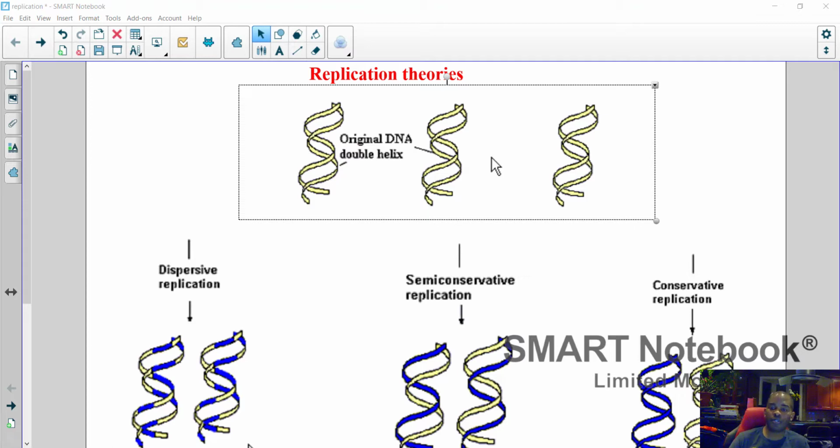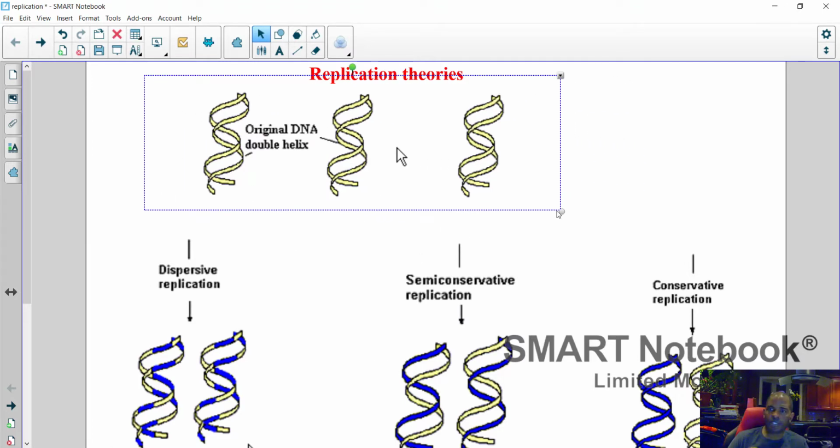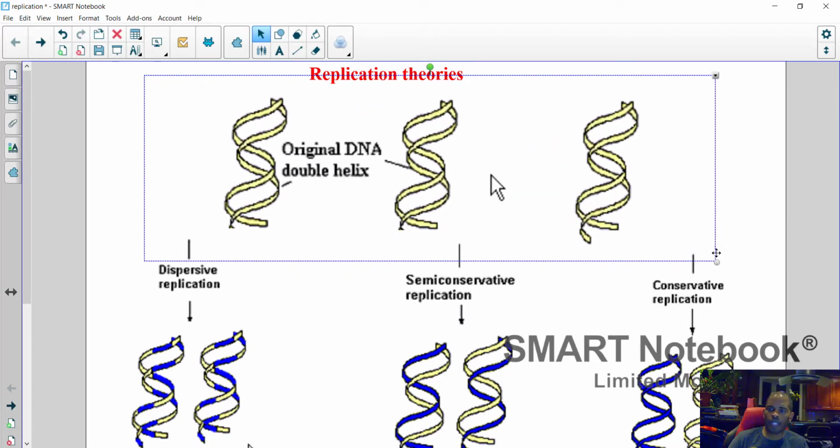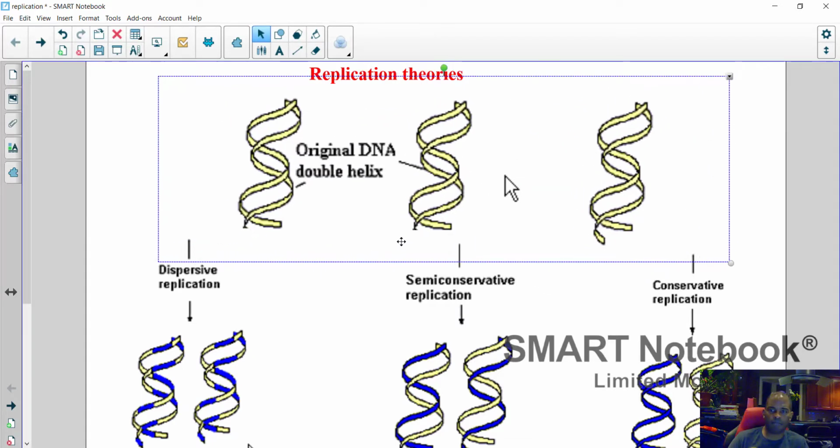So there's 3 theories. Here's our original DNA. And our original DNA can replicate one of 3 ways, potentially. And so one of these is correct. Here's original DNA here at the top. Let me just get a pen tool.